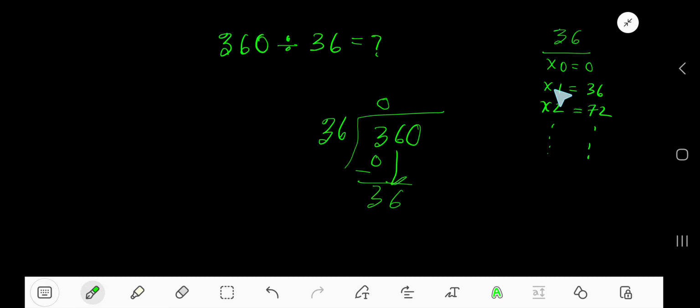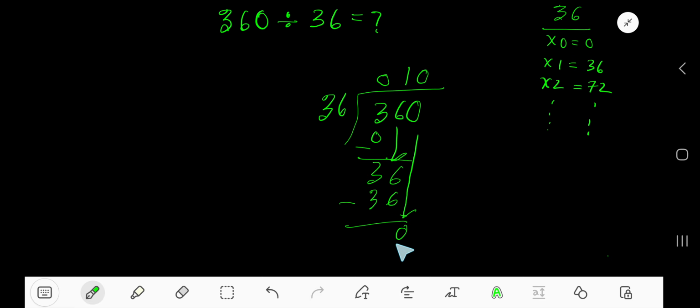36 goes into 36 one time, right? 1 times 36 is 36. Subtract, get 0, bring down this 0. 0 0 means 0. 36 goes into 0 zero times, right? 0 times 36 is 0.